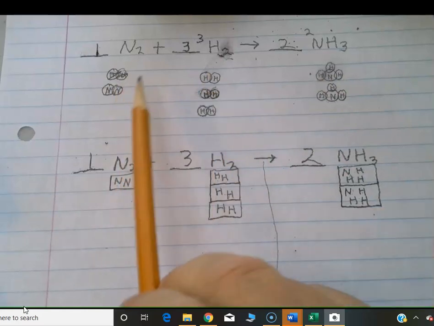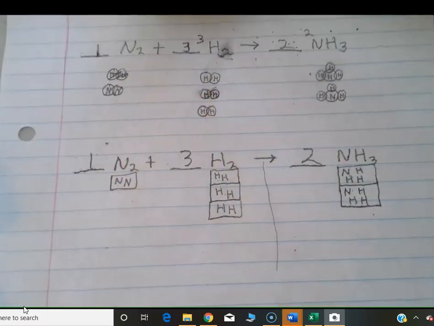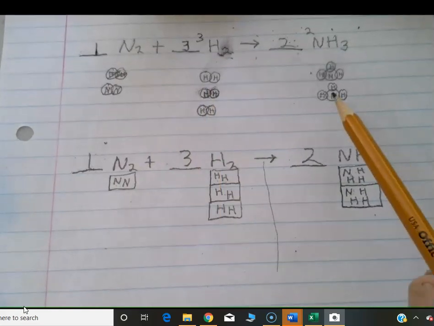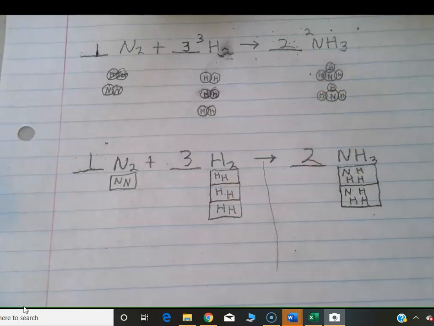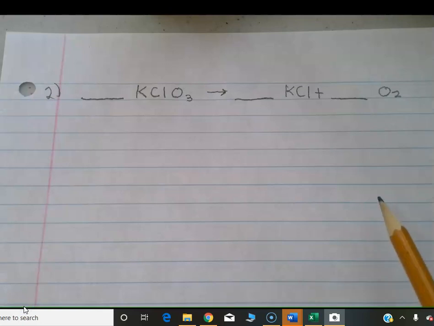One thing I like about doing it this way, the particulate way, is that's what the AP is going to want to see you do, is be able to draw particulate diagrams, just these little simplistic diagrams of atoms and molecules. Okay, so now we have another reaction here that we're going to balance.